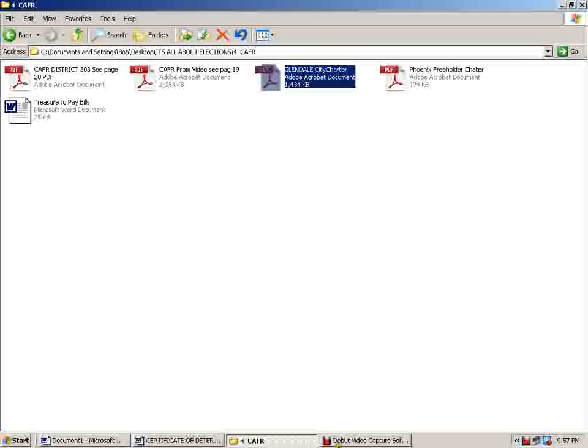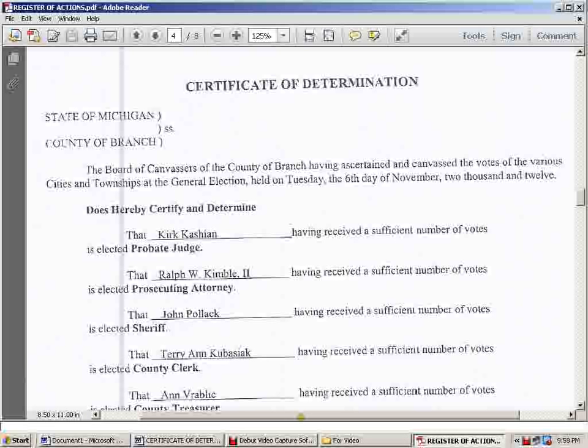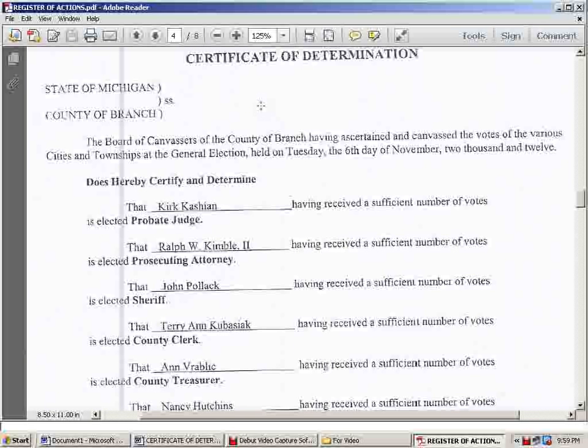Okay, hang on a second here. Okay, so Jerry went down to his county and he asked for the certificate of determination. This is something the Board of Canvassers are supposed to put together, and this one says, the Board of Canvassers of the County of Branch, having ascertained and canvassed the votes of the various cities and townships of the general election held on Tuesday, the 6th day of November 2012. And it goes through all these, right?